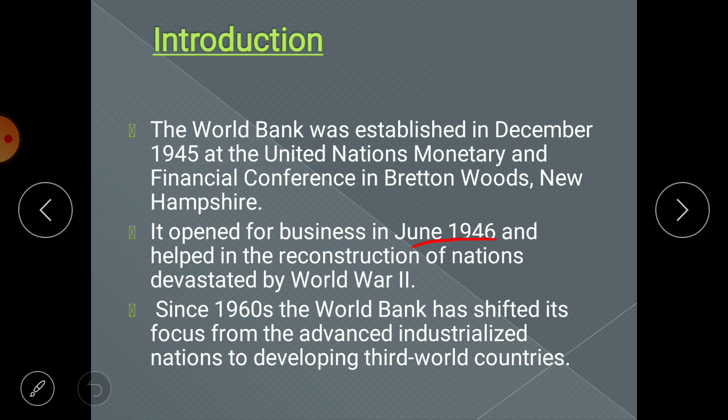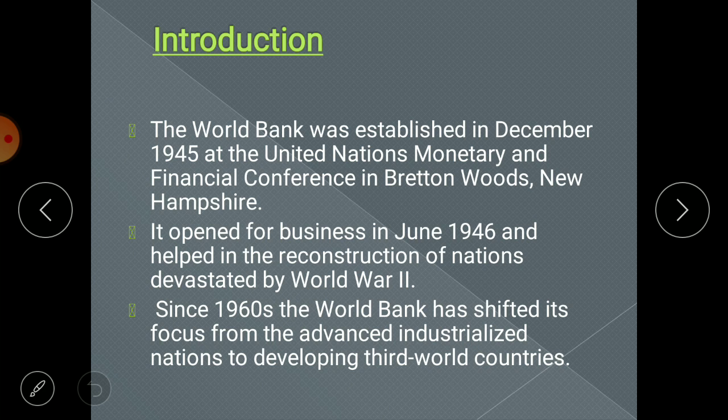And for that, firstly, they decided to help the areas which had faced the destruction, the disastrous situation in the Second World War. So, with the help of World Bank, they tried to reconstruct those countries. Since the 1960s, the World Bank has shifted its focus from advanced industrialized nations to developing third world countries. You just take a look where this World War II was played. It was in the European continent, and the major destructions were in the European countries only.